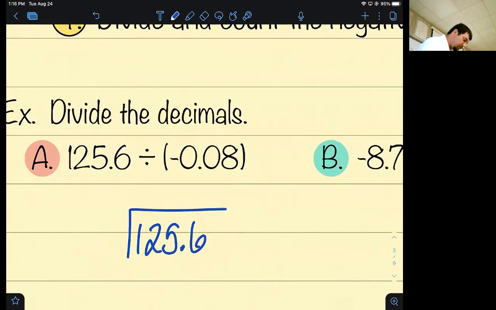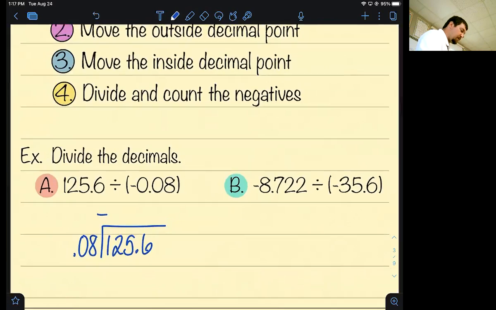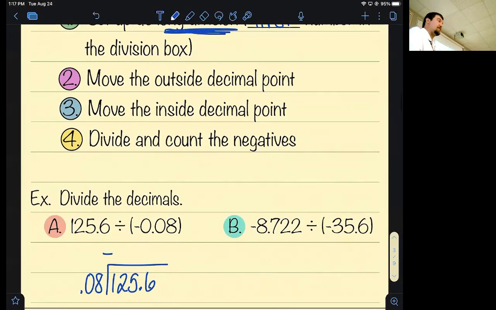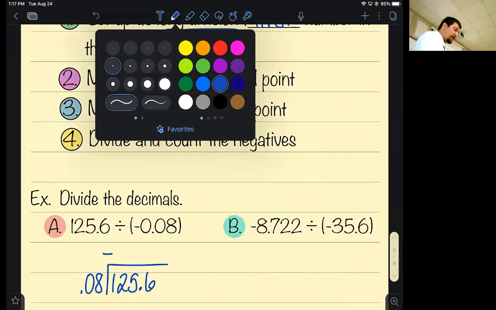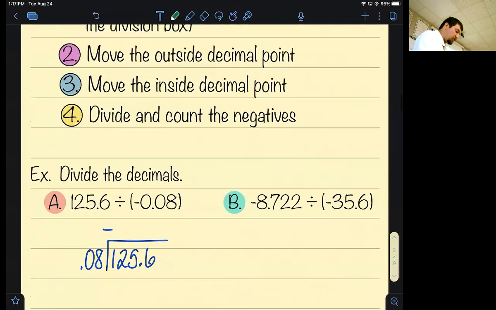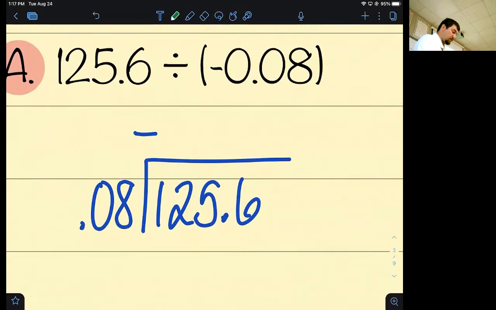Divided by 0.08. Now I'm not going to make you write the negative, because you can tell right now that with 1 negative number, our answer is going to be negative. So I'm just going to put the negative right there, where I'm going to write my answer. Now, step number 2 said move the outside decimal point. Since we have a decimal in that outside number, I'm going to slide it over to where I don't anymore. So 1, 2. Now it's just 8.